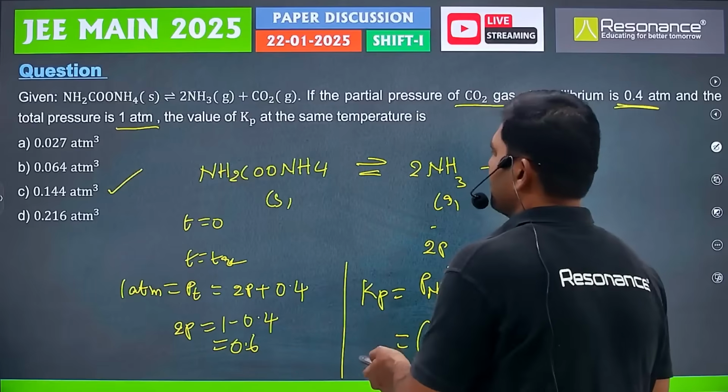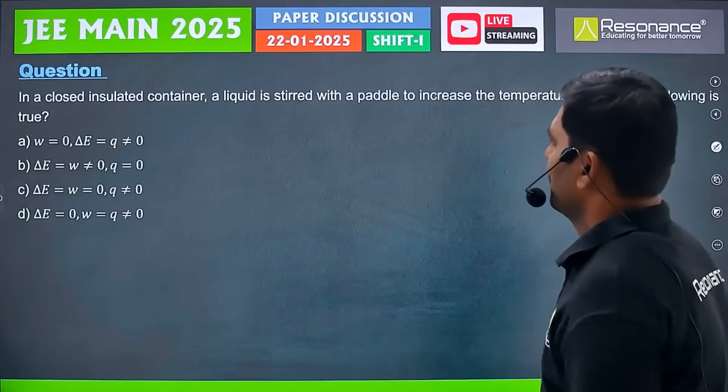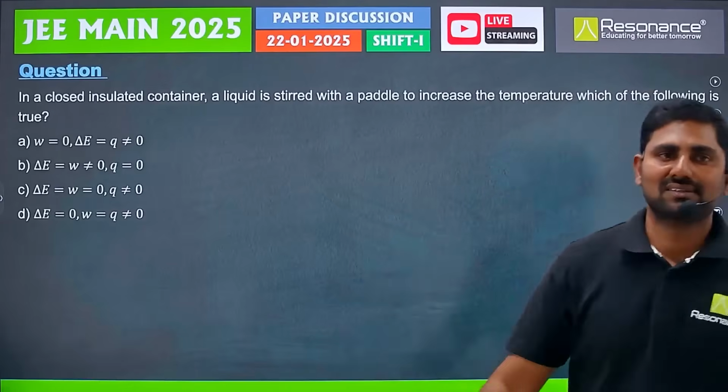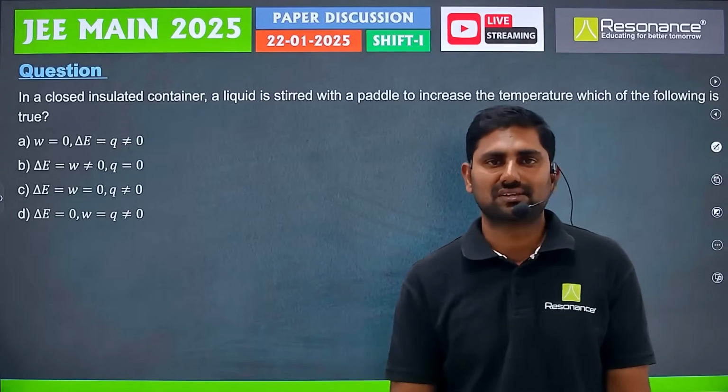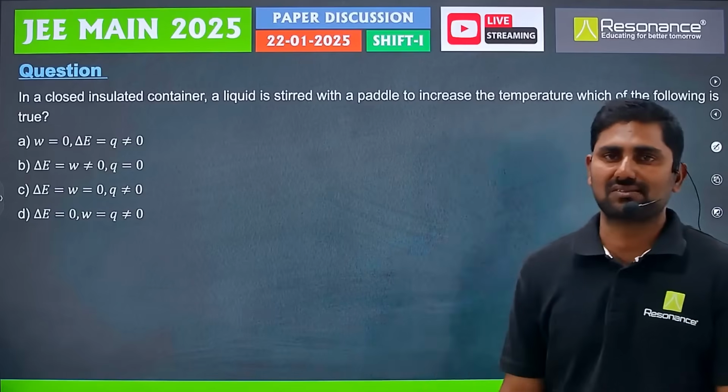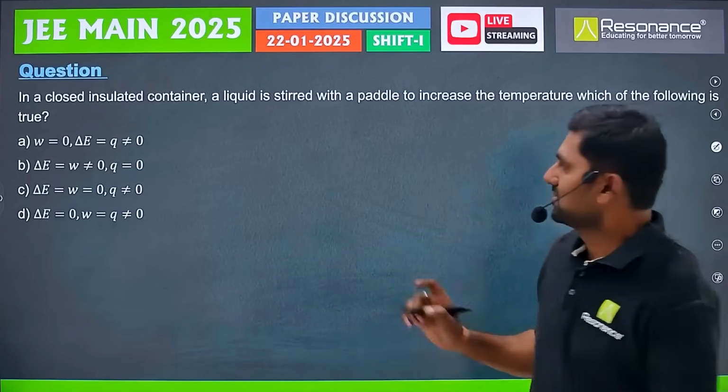Next question. See, read the question. In an enclosed insulated container, a liquid is stirred with a paddle to increase the temperature. Which of the following is true? So what is the clue point here?